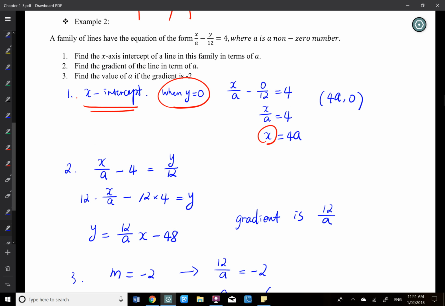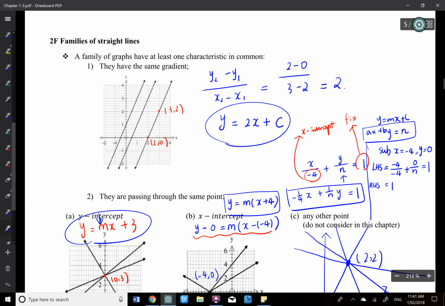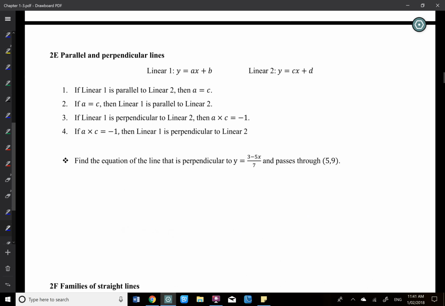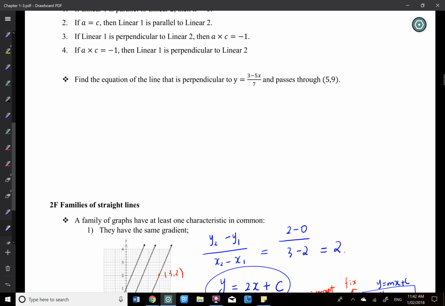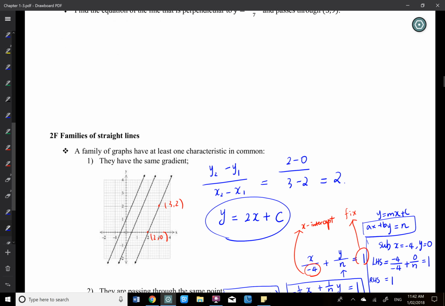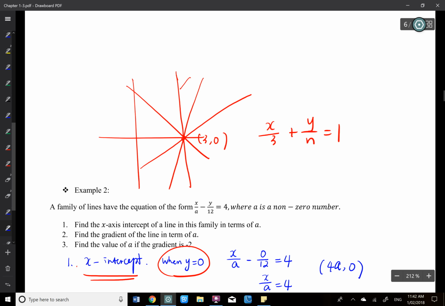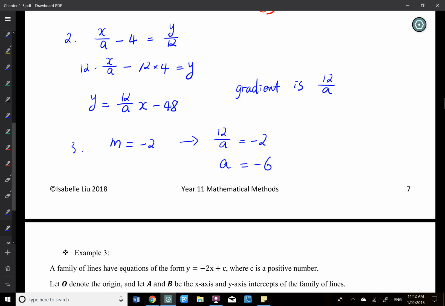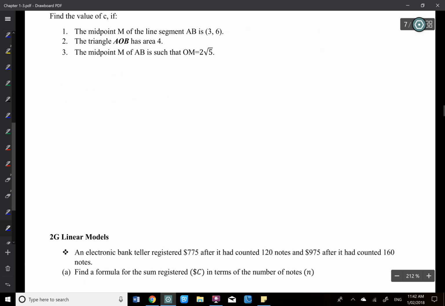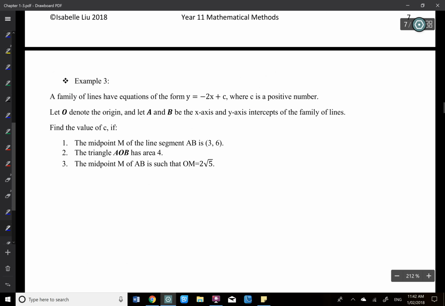So we still have quite a lot of time left. I want you to do some exercises for me. 2E is a revision, so just remember to try this question. That's a revision question as well, so I'm not going to go through that. I will give you the answer directly later. We start from 2F today. We have done page 6 and half of page 7, so I want you to use the time now to do example 1 and example 3. I think example 3 is quite challenging.